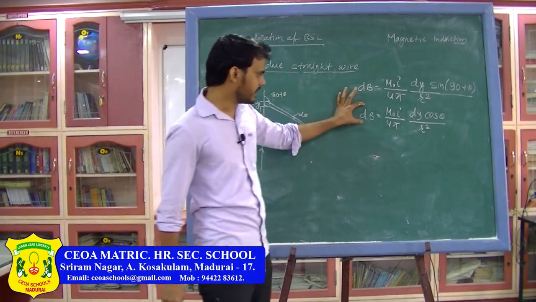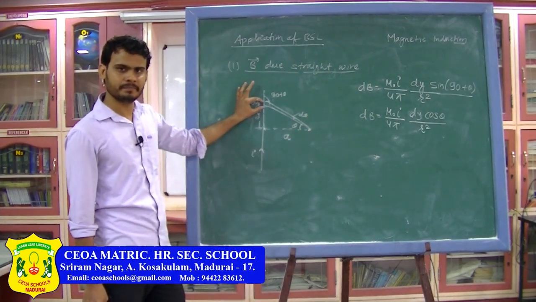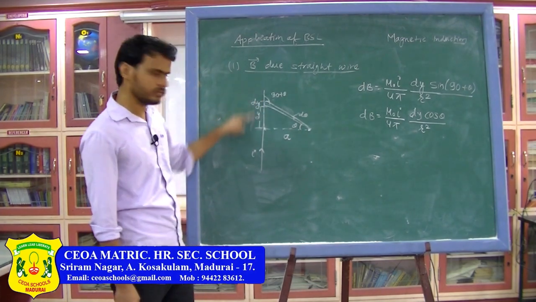Now, this is the magnetic field due to this very small current element, but I want to find the magnetic field due to this complete wire.